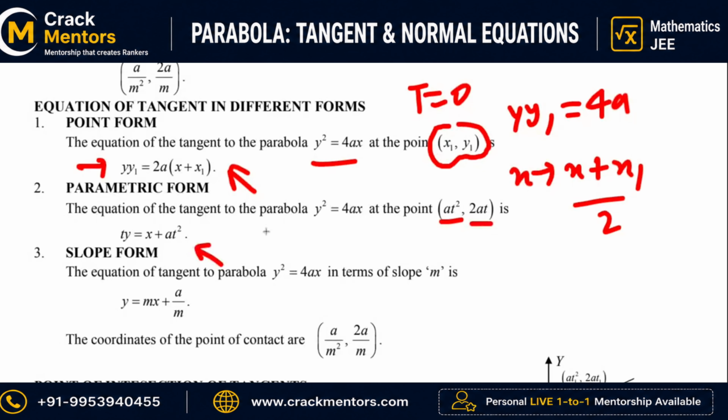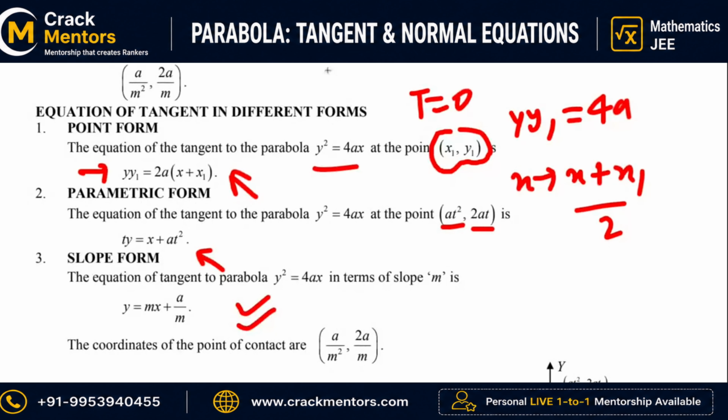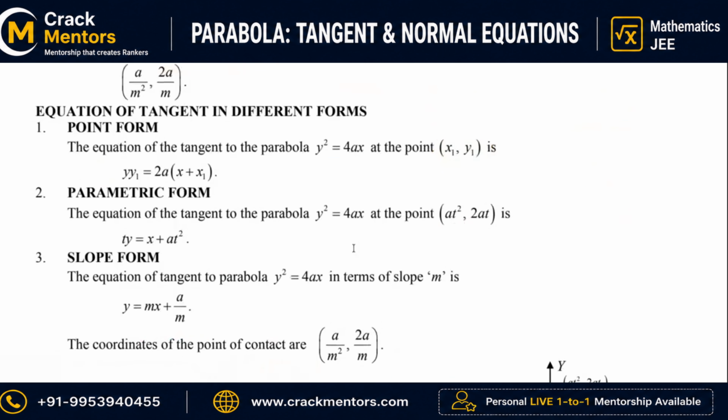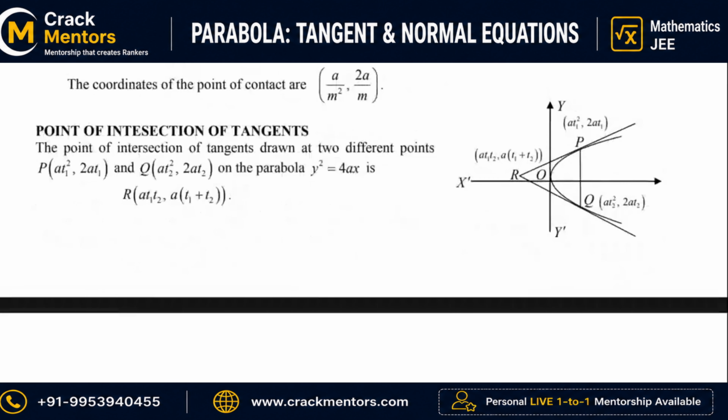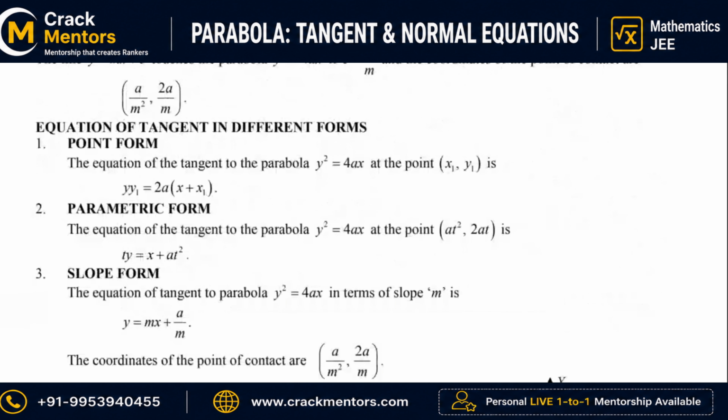So I don't think you should remember any one of them. Slope form you can remember. Also, this is also not important because once you get what is the condition for a line like this to be the tangent for this parabola, which is c equals a by m, you put c here and you get your equation, right? Point of contact we saw here, right? So they're not important. I'll just write these down. Give me 1 second. Nonetheless.